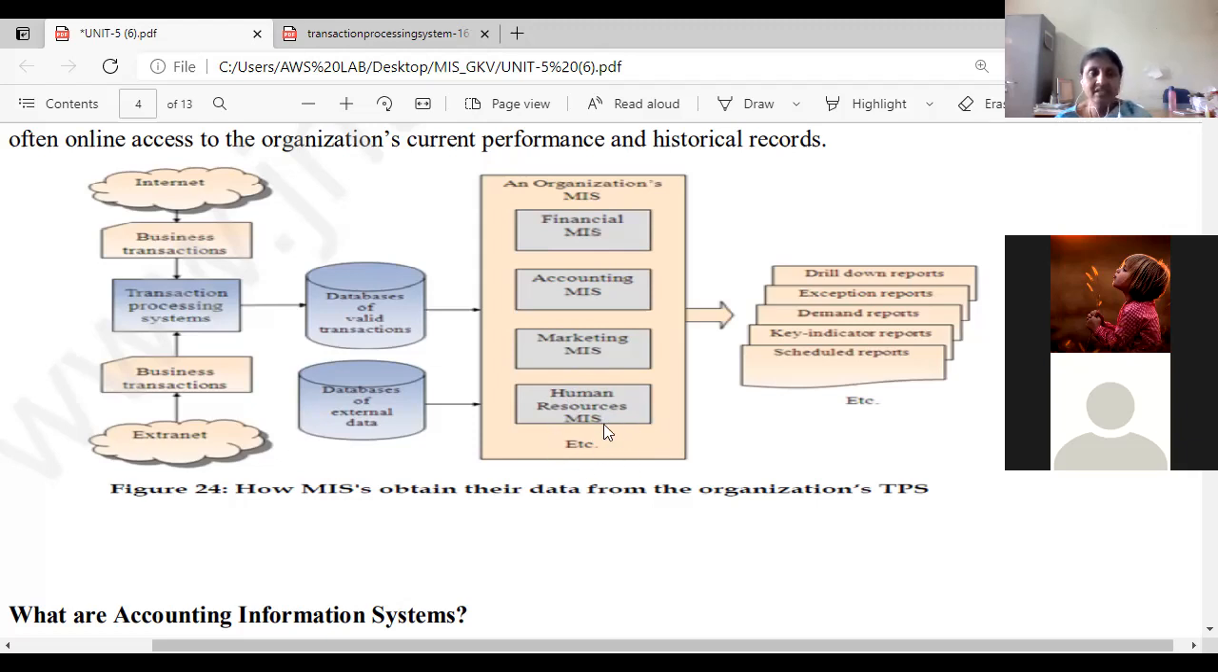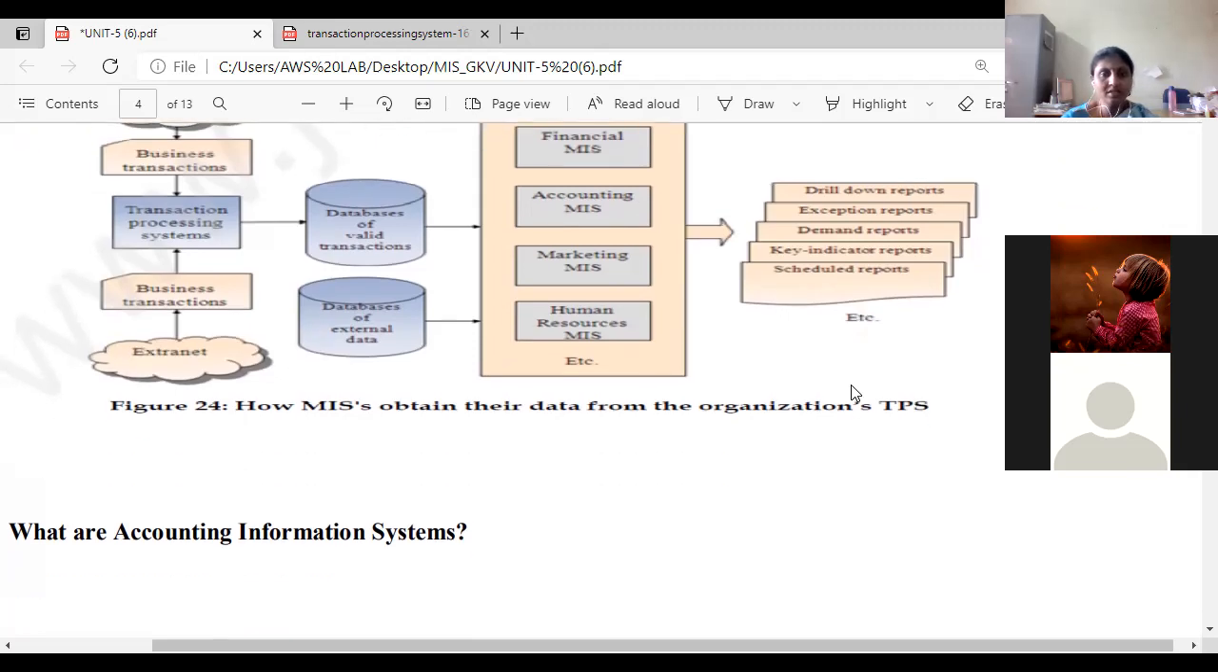So in human resource management, we are evaluating how it is connected to this database of databases, whether it is the database of valid transactions or the databases of external data. Here, how the internet is connected with the business transactions and TPS, and what the extranet is. This is the overall diagram of how they are all connected with each other. So note down this diagram.